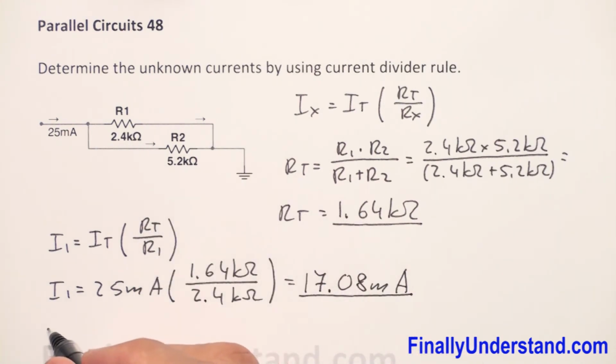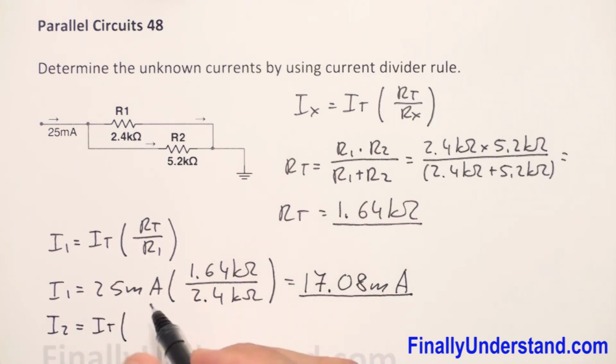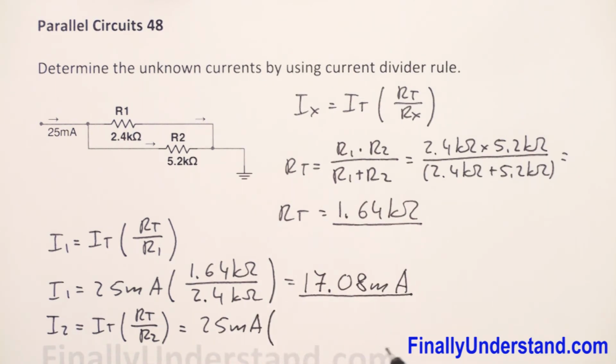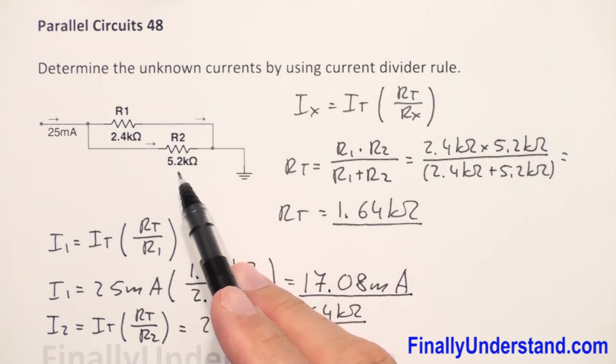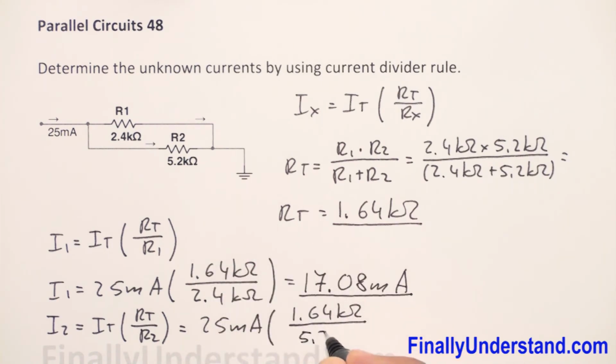If I want to find I2, I2 is equal I total times R total over R2. Always write the formula first. So I2 is equal 25 milliamps times R total, which is equal 1.64 kilo ohms, over R2, which is equal, in this case, 5.2 kilo ohms. Okay, this is equal.